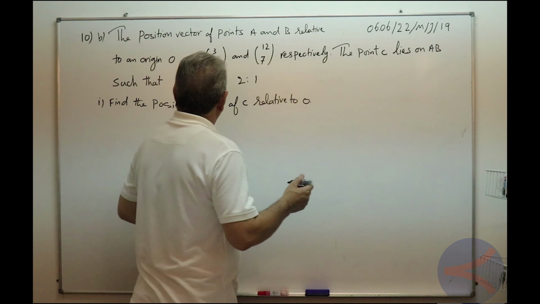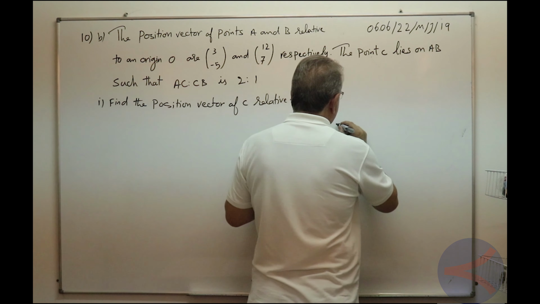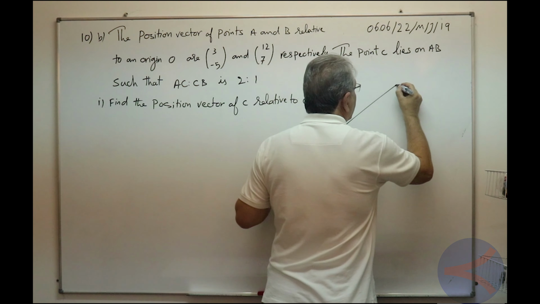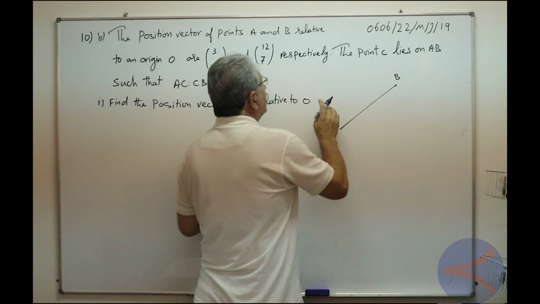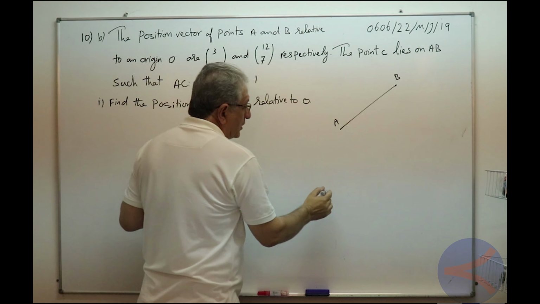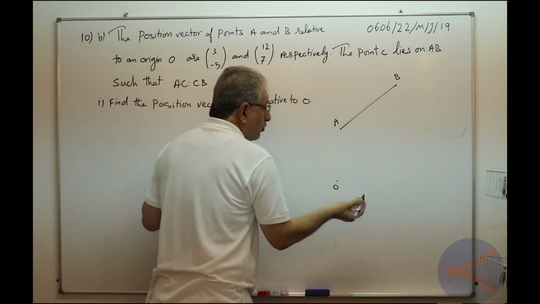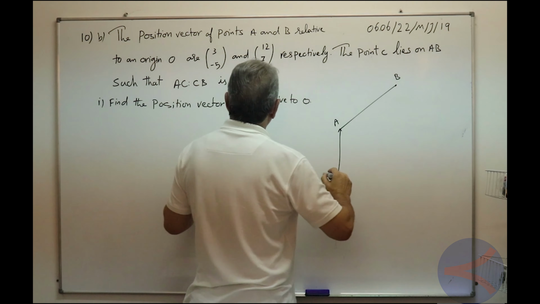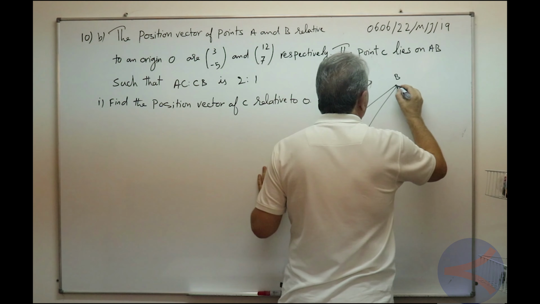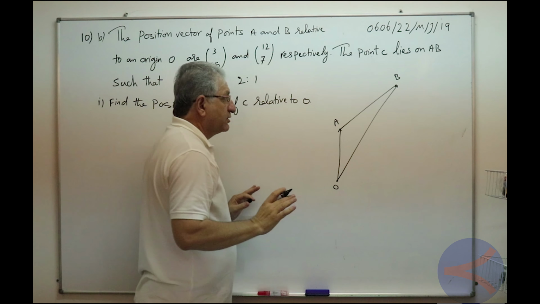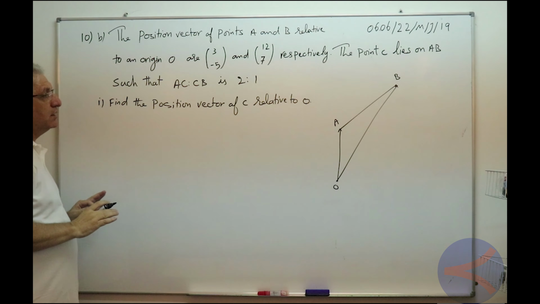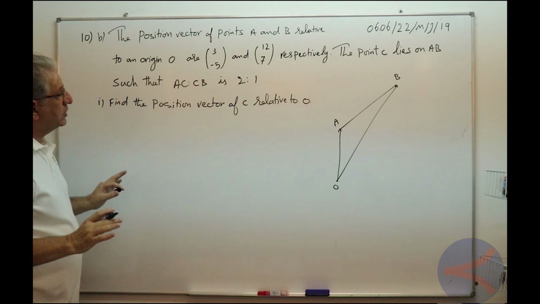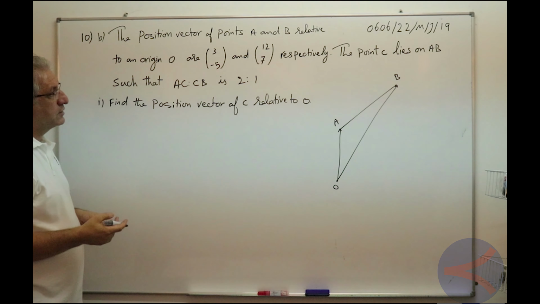Now, let us see what this means. Suppose this is the point A, and there is a point B somewhere here. We know this vector relative to the origin O, suppose O is somewhere here. This we know, and this also we know. This graph is just for understanding. You don't need an accurate graph, which this is not. Anyhow, just for understanding.